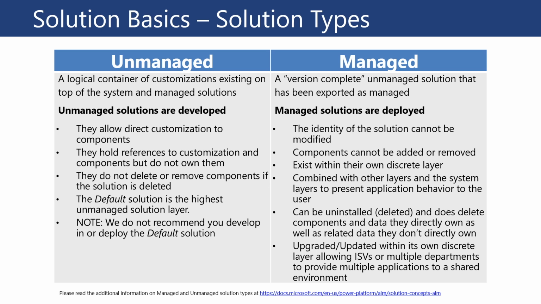When developing solutions, there are 2 types available: unmanaged and managed. An unmanaged solution is essentially a logical container of customizations existing on top of the system and managed solutions. We like to say unmanaged solutions are developed. You can see some of the attributes of an unmanaged solution below. For managed solutions, we consider this a version-complete, unmanaged solution that has been exported as managed that you will deploy in your other environments. Or in other words, managed solutions are deployed. Below are also some attributes of the managed solution. We also recommend that you please follow the link below and read more information on both managed and unmanaged solution types.